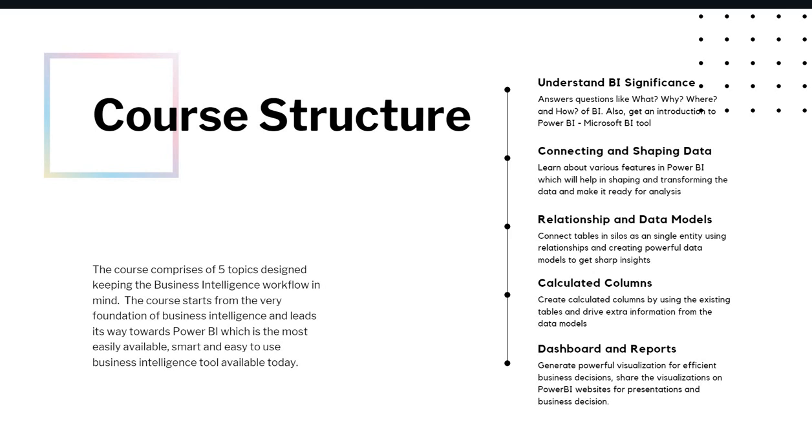Then we will be talking about dashboards and reports. How can we convert all these columns which we have made analysis ready into dashboards and reports, how can we share them with various colleagues, and how can we present them in the best of ways, so that other people are also able to understand your ideas.